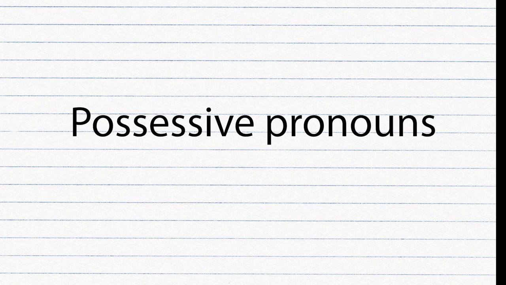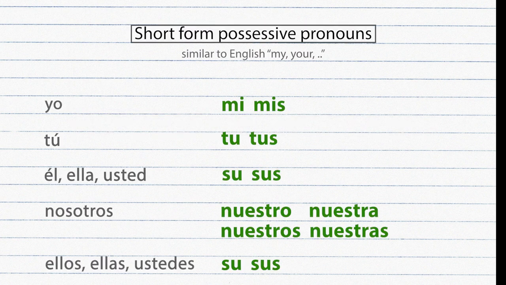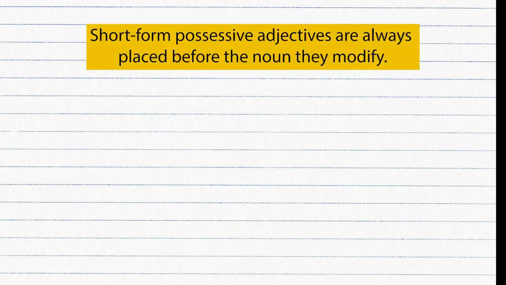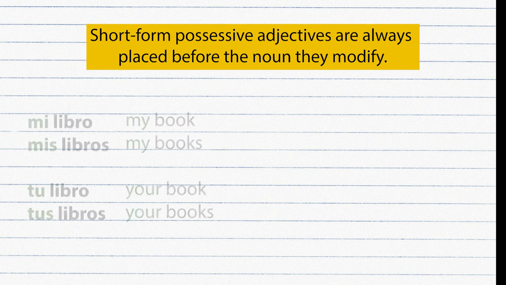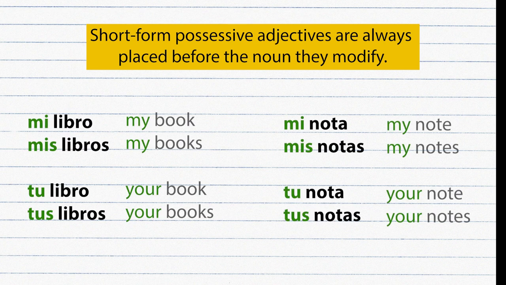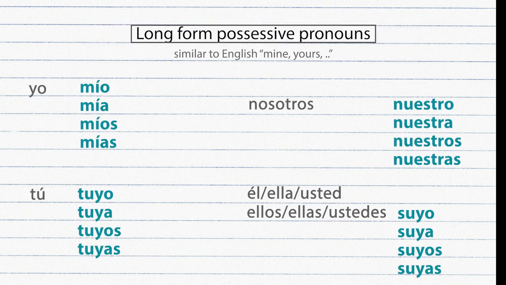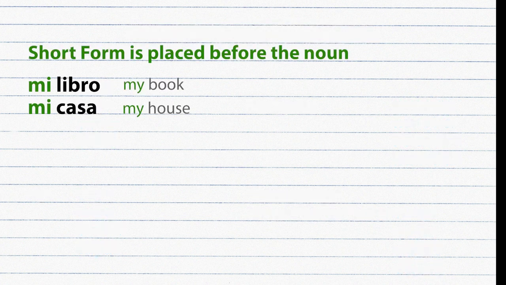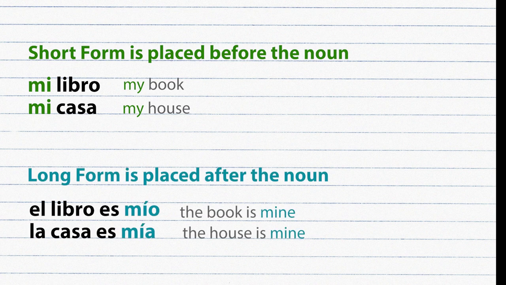Possessive pronouns. In Spanish, there are short form possessive pronouns and long form possessive pronouns. The gender is the same for some of the short form possessive adjectives. These pronouns only have singular or plural form. The short form possessive adjectives are always placed before the noun they modify. But the long form possessive adjectives are placed after the noun they modify or describe.